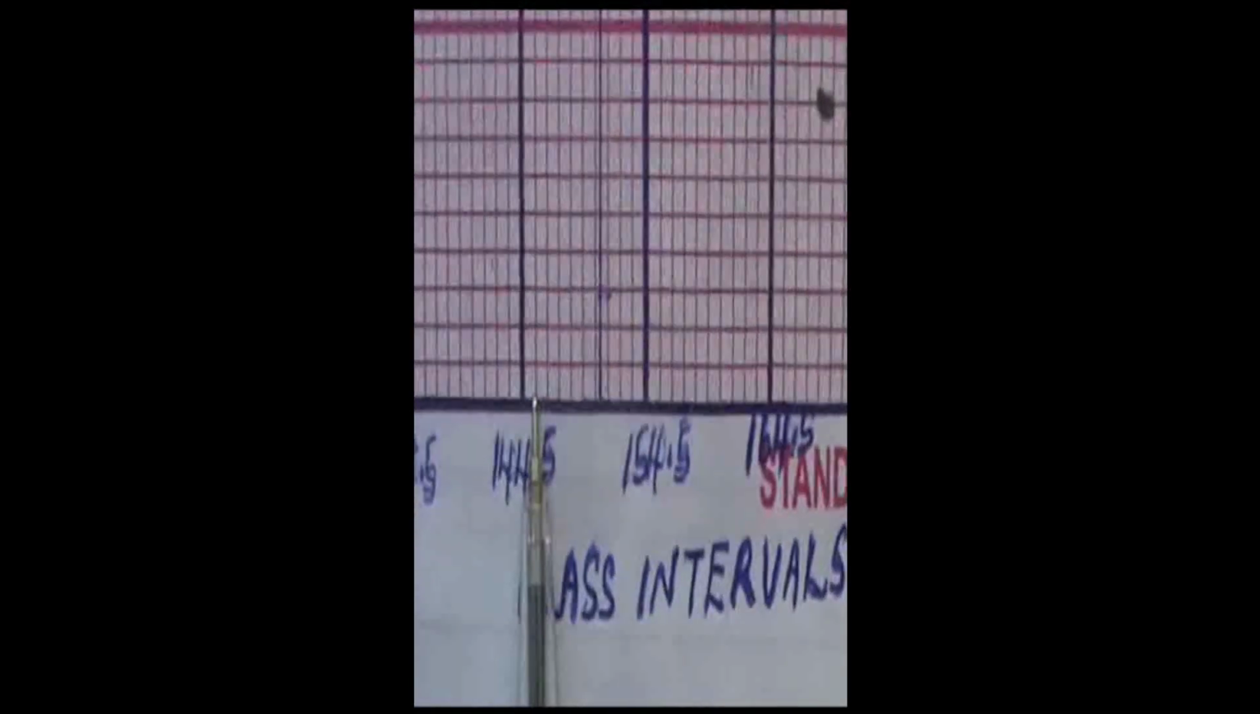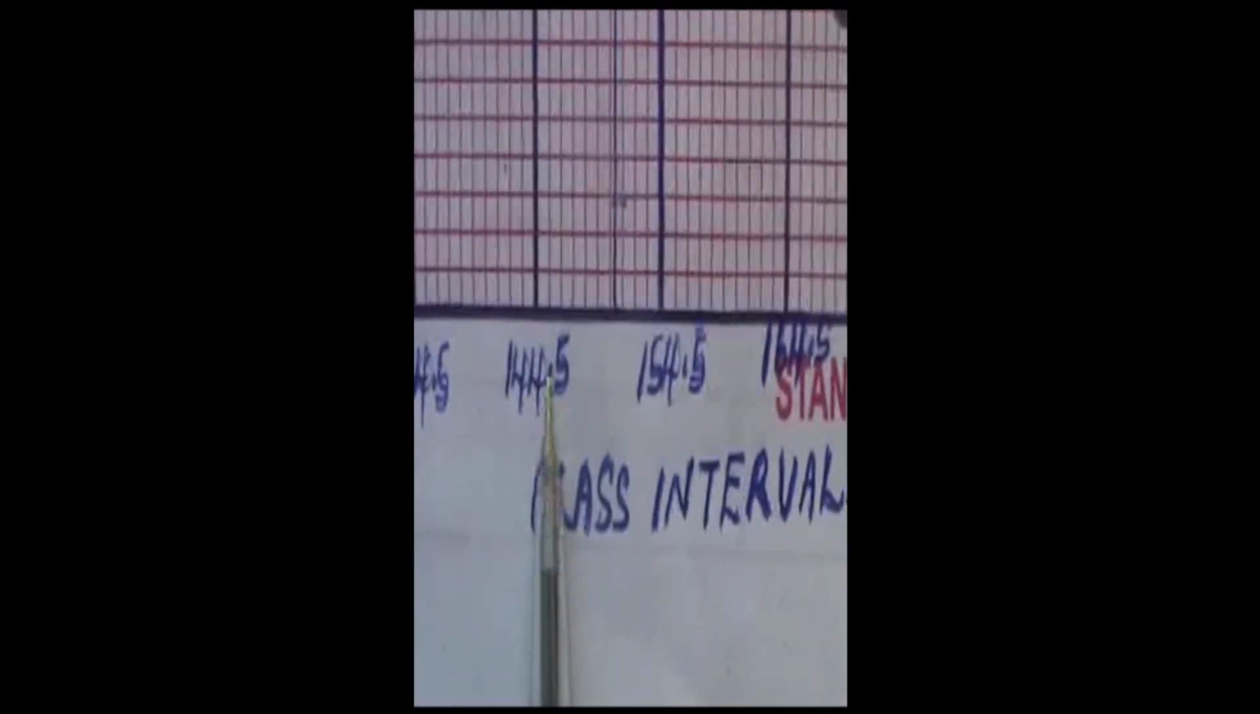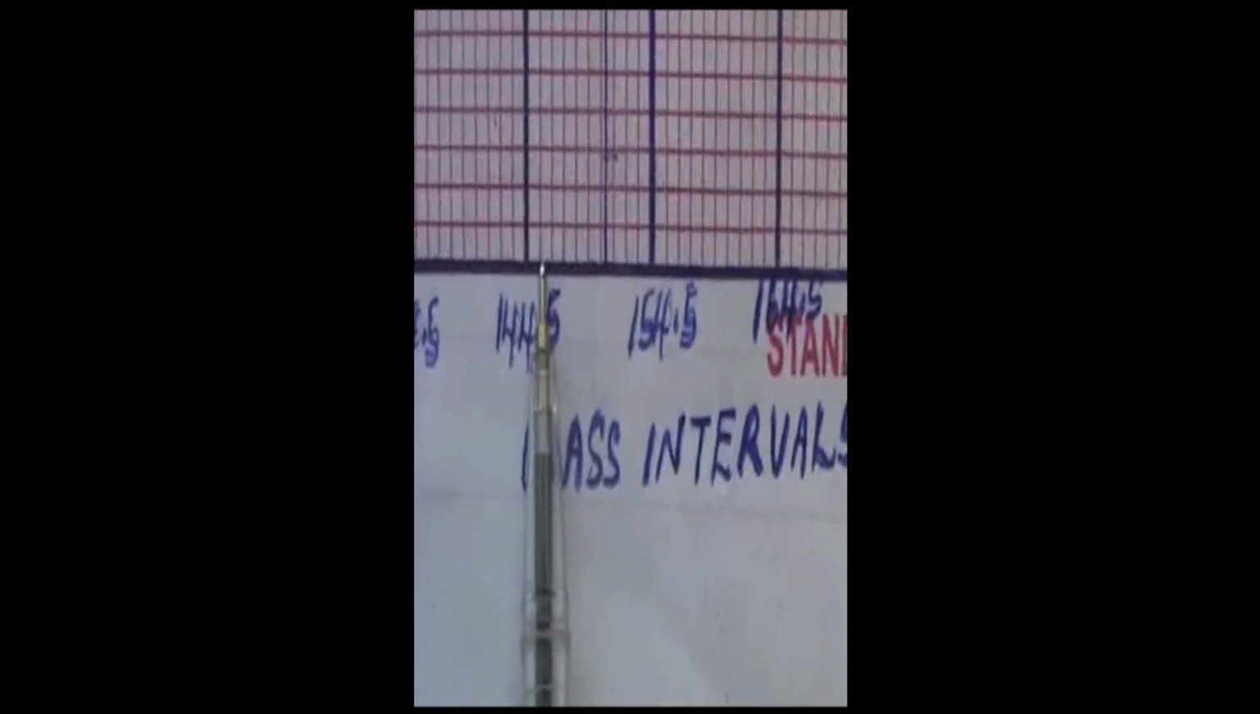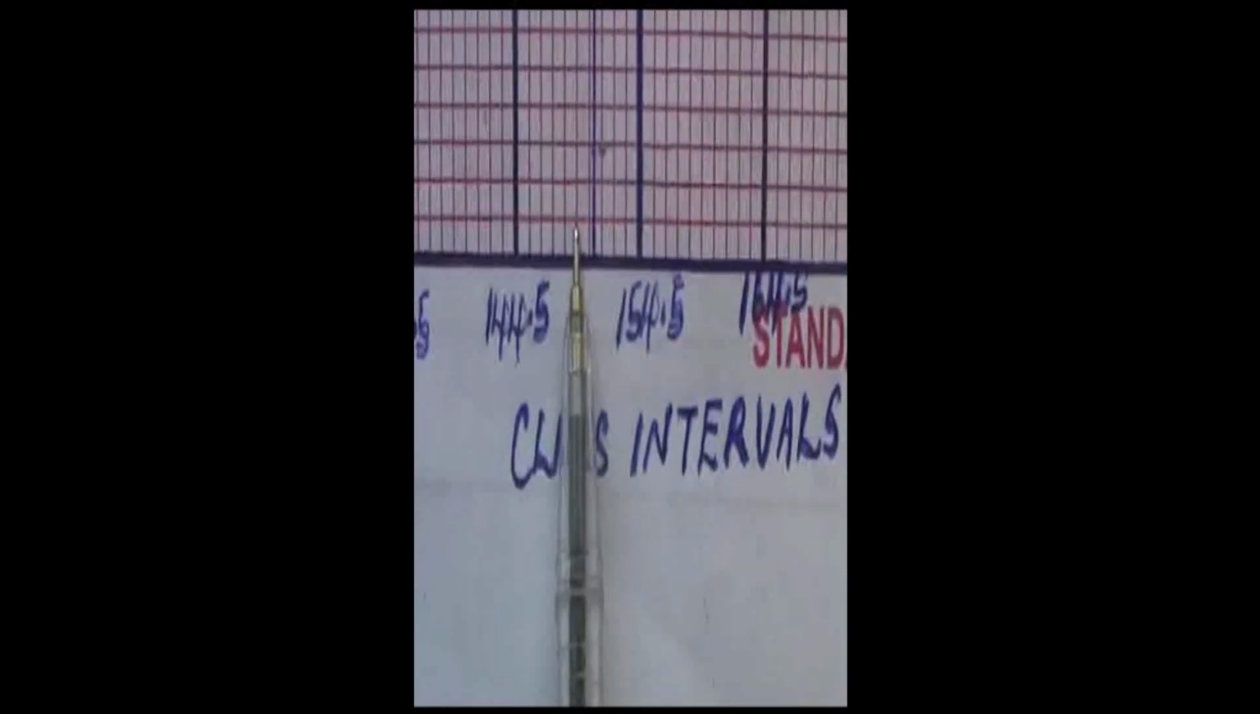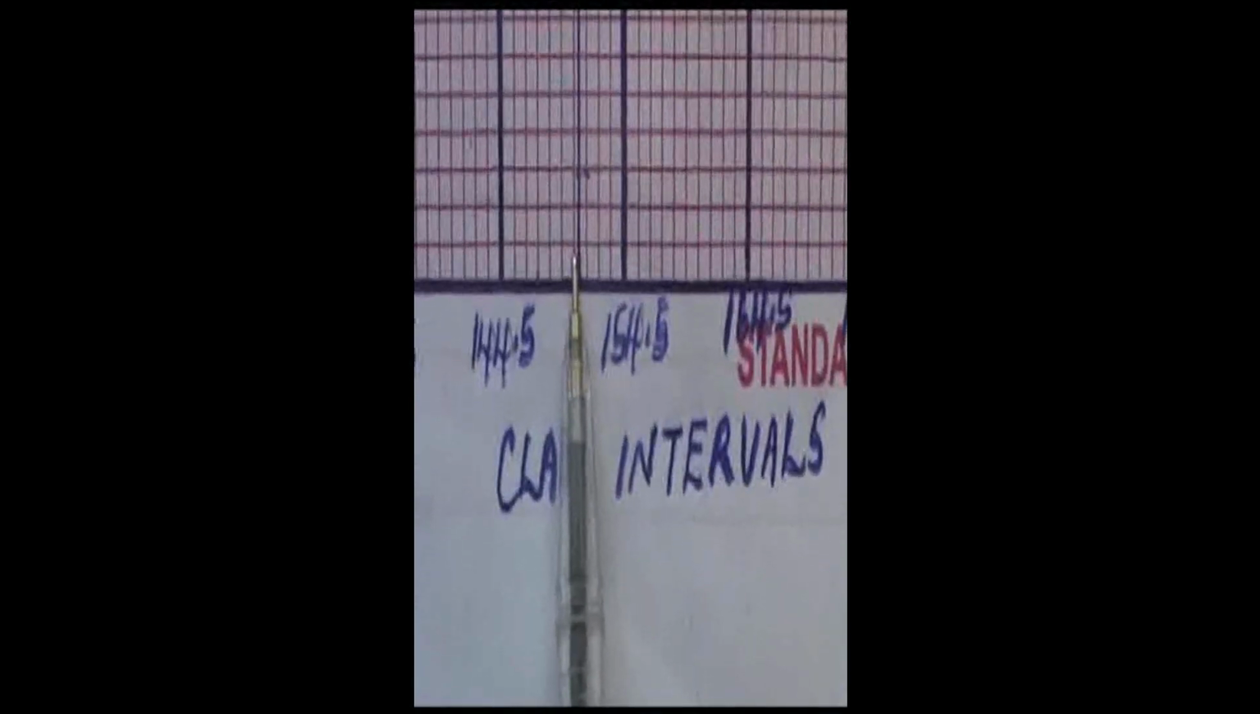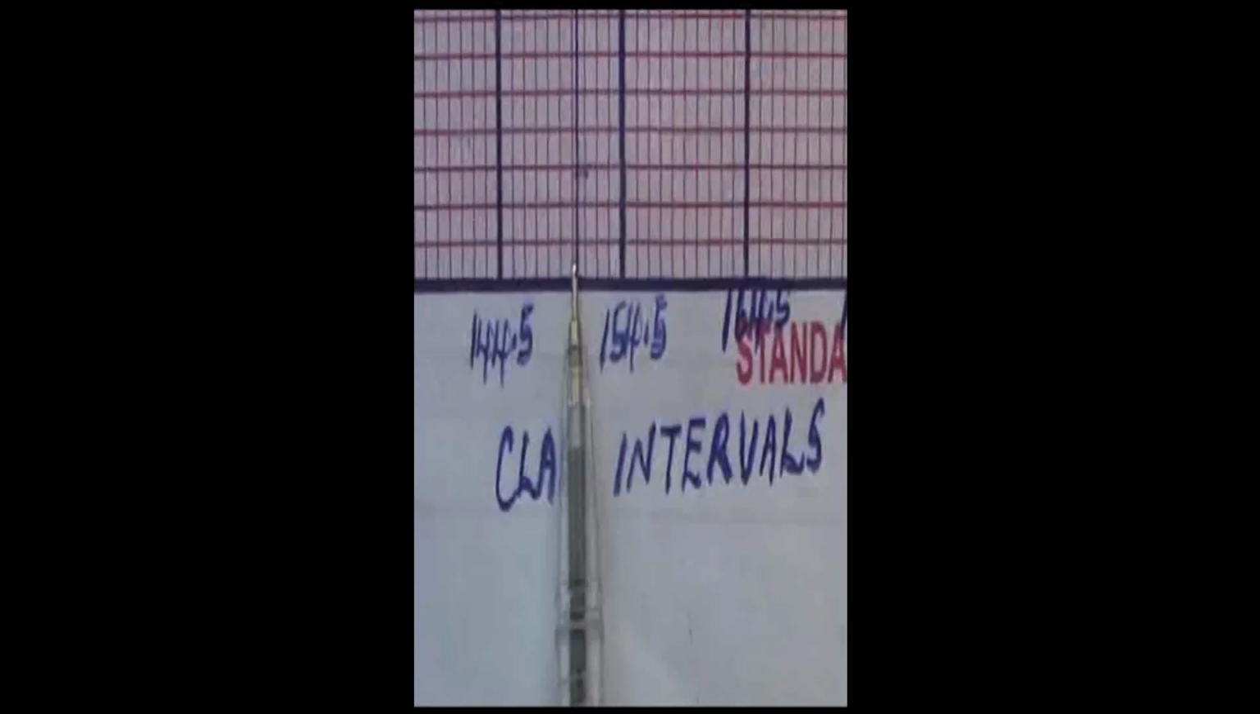If that is the case, if here is 144.5, that means here will be 145.5, 146.5, 147.5, 148.5, 149.5, 150.5. But this line came in between 150.5 and 151.5. That means here now is 151 at the dot. The value we have here is 151 at the dot.